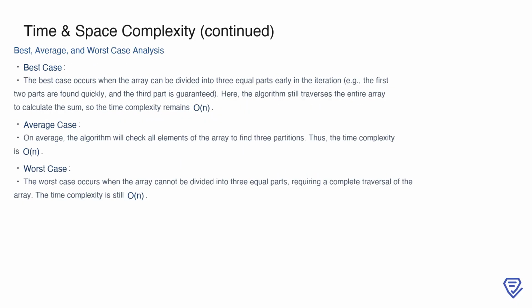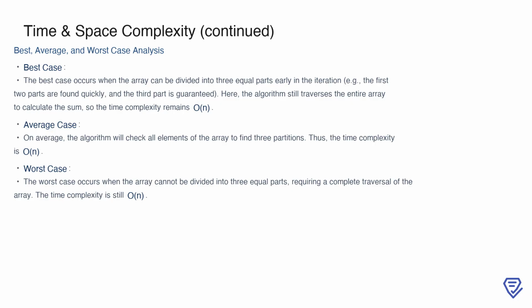Now, let's analyze the best, average, and worst-case scenarios for this algorithm. In the best-case scenario, the array can be divided into 3 equal parts early on during the traversal. For instance, if the first 2 partitions are found quickly and the third partition is guaranteed, the algorithm still needs to calculate the total sum, making the time complexity O(n).